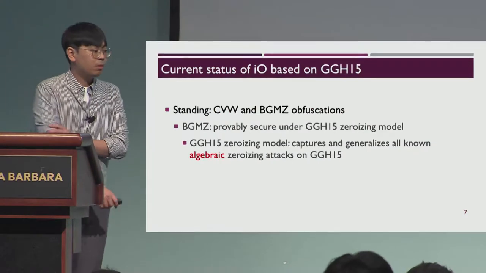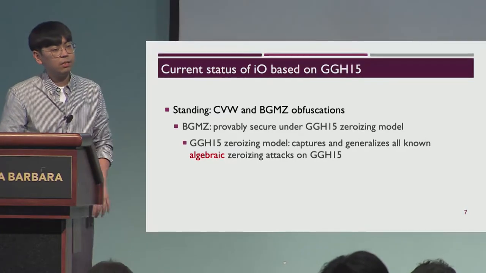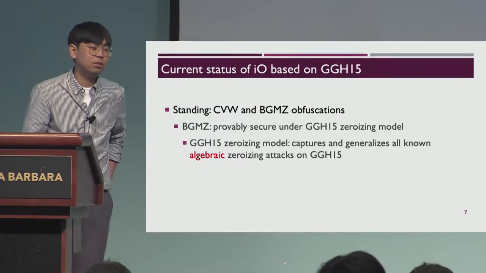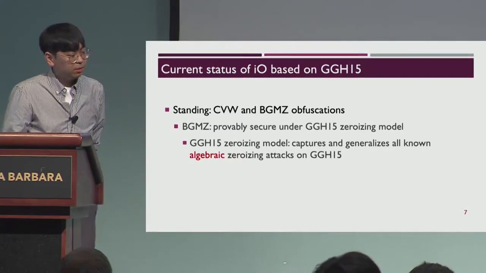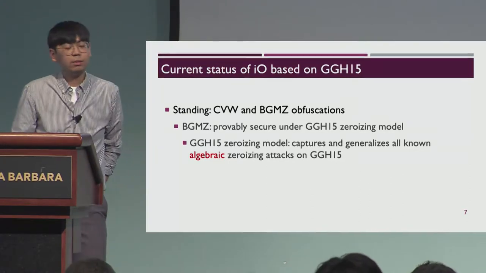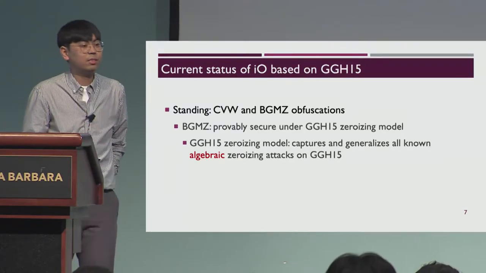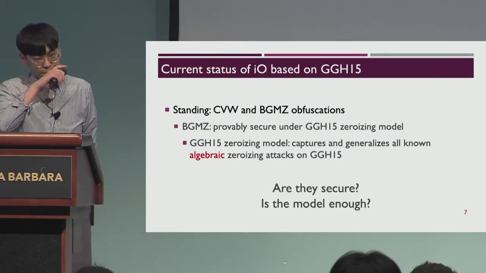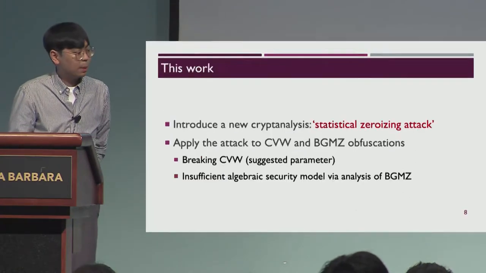So now only two schemes are standing. CVW and BGMZ obfuscations are secure against all known attacks. Moreover, BGMZ obfuscation is provably secure on the GGH15 zeroizing model, which captures and generalizes all known algebraic zeroizing attacks on GGH15. So in this situation, we naturally have two questions. Are they secure? And is the model enough for construction? Our work gives a partial answer to these two questions.